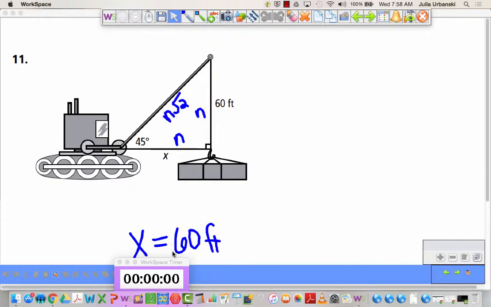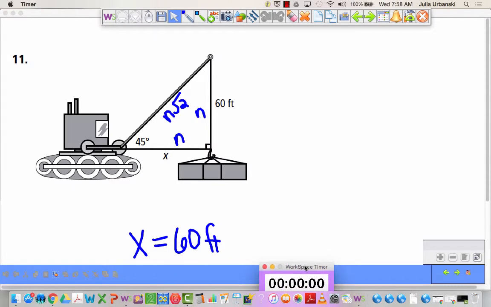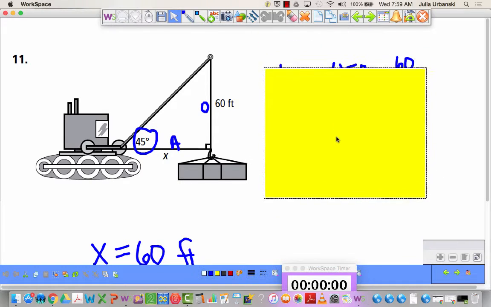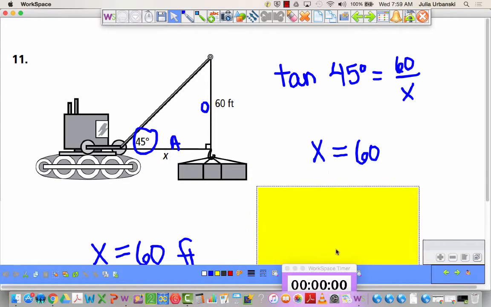Whoops, I didn't hide it. I got 60 feet. And the thing is, I didn't have to do any work here. I recognized that 45 degree, and it's n radical 2. So if this side is 60, then this side is 60. Okay? So you can recognize shortcuts. You could have done it through SOHCAHTOA if you wanted to. It just took a little extra work.